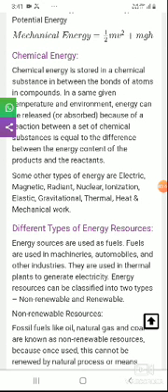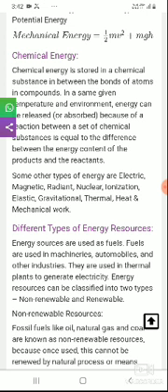Some other types of energy are electric, magnetic, radiant, nuclear, ionization, elastic, gravitational, thermal, heat and mechanical energy. So these are the types of energy we have discussed here. So the main three types of energy are kinetic energy, potential energy, chemical energy.